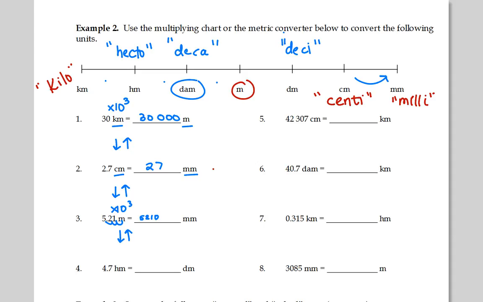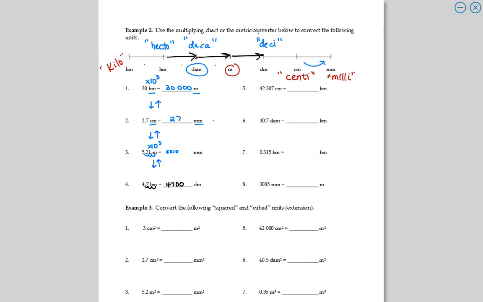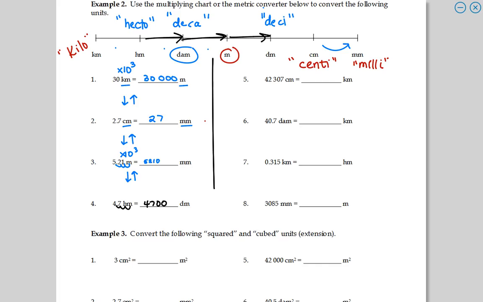Okay, so HM to DM, how many jumps? 3? 1, 2, 3. Yeah, 3 jumps. And the unit is getting smaller, so the number gets bigger. So how many jumps? 1 would be 47. 2 is 470. 3 would be 4,700. Okay, I'll pause the video. You guys can try the second column.